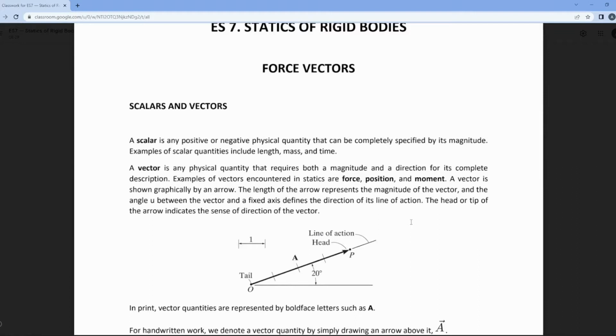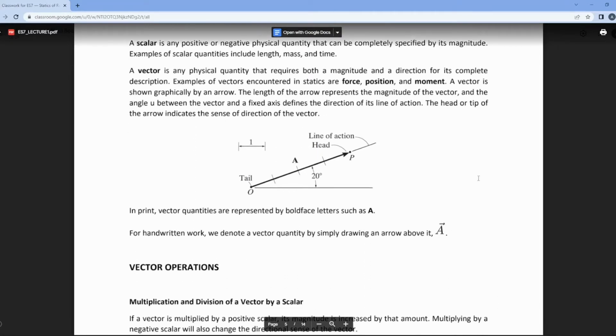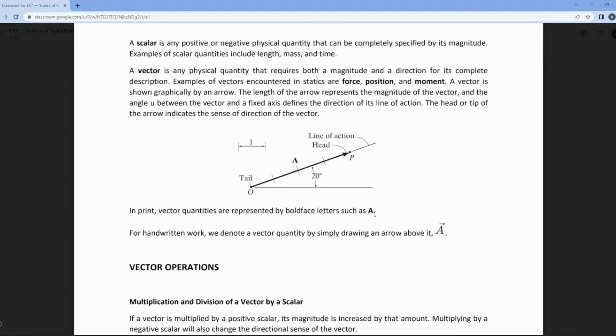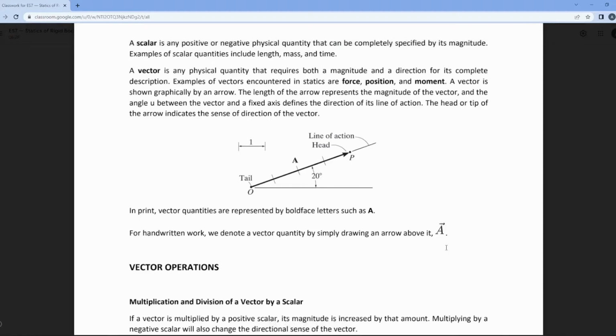Next, we have force vectors. Force vector. So, scalars and vectors. We are familiar with what scalars and vectors are. So, a scalar may magnitude pero walang direction. Ang vector, parehong may magnitude at may direction. Okay? So, dito sa printout, yung vector natin is represented by a bold letter. Pero kapag magsosolve tayo, to simplify, we write an arrow above the letter of the vector. No?